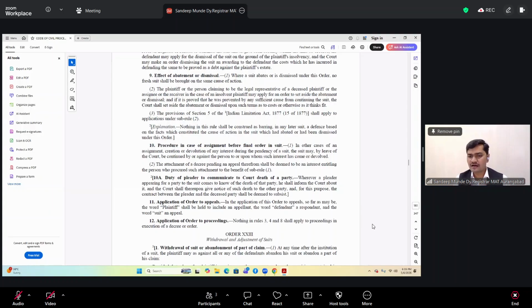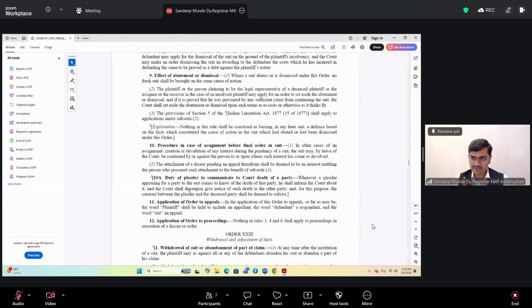Nothing in Rules 3, 4, and 8 shall apply to the proceeding in the execution of a decree or order. Except these provisions, all other provisions are also applicable to the execution of a decree. This is Order 22, which comes into the picture when there is a death, marriage, or insolvency of the party.